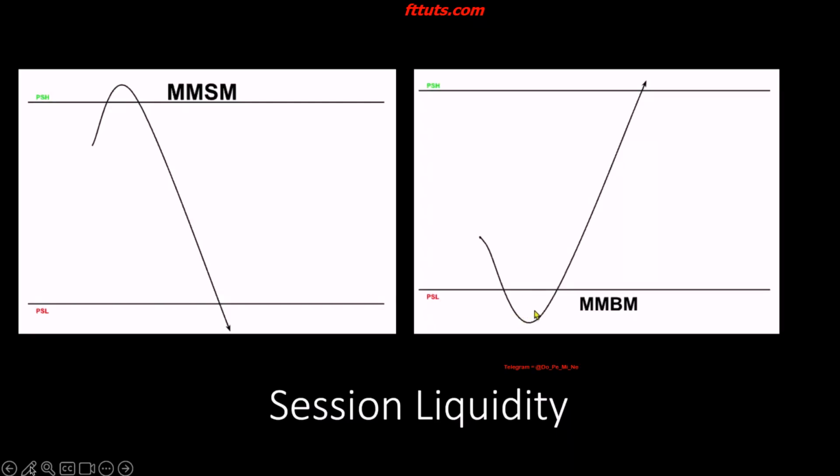Market maker buy model, its SMR, smart money reversal, will occur from below there. Boom, we're going to target buy side liquidity above the previous session's high.